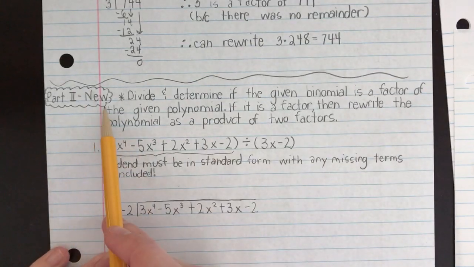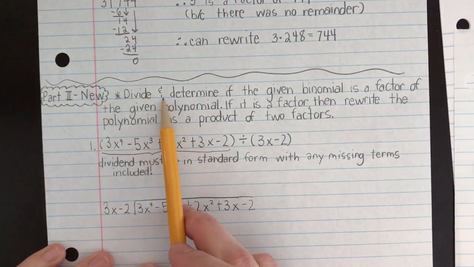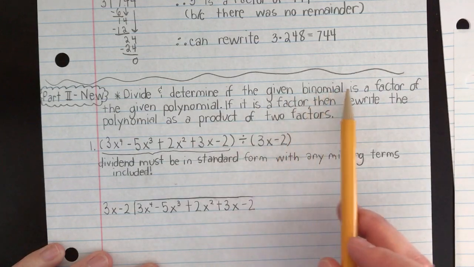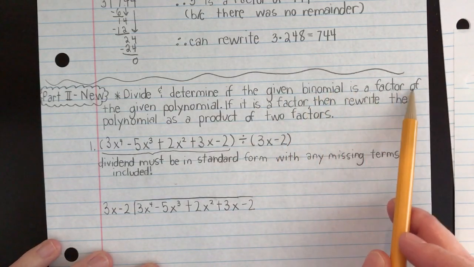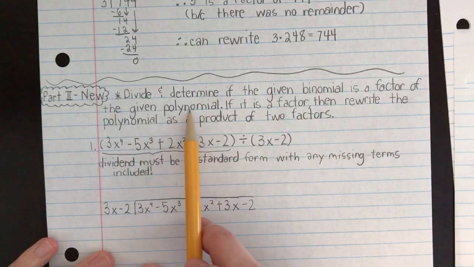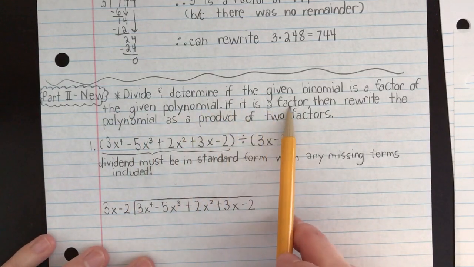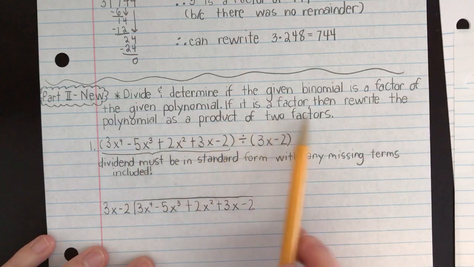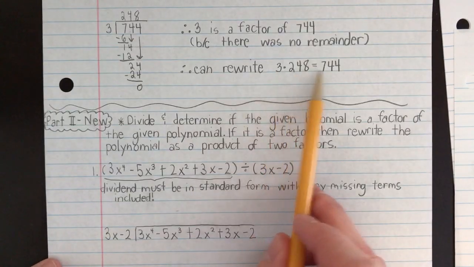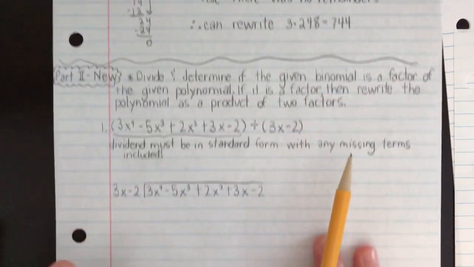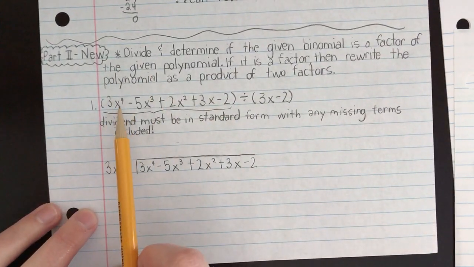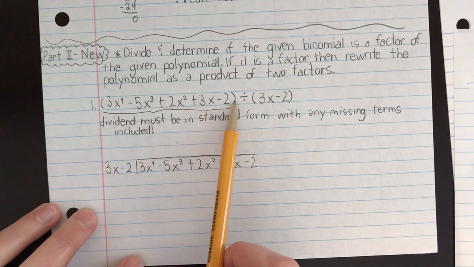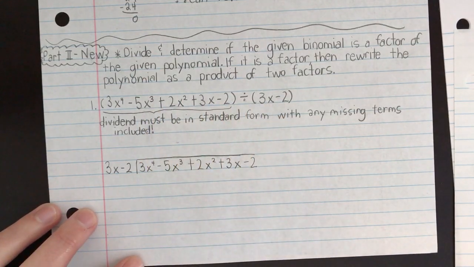So part 2, the new material. Divide and determine if the given binomial, so remember 2 terms, is a factor of the given polynomial, multiple terms. If it is a factor, then rewrite the polynomial as a product of 2 factors, like what we did here. So I'm asking you to take 3x to the 4th minus 5x cubed plus 2x squared plus 3x minus 2 and divide it by 3x minus 2.